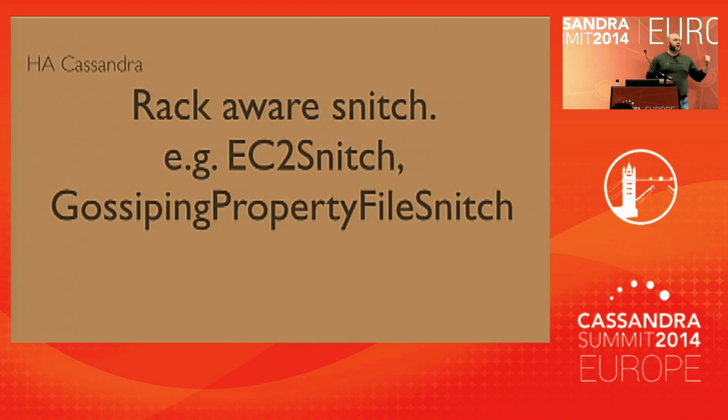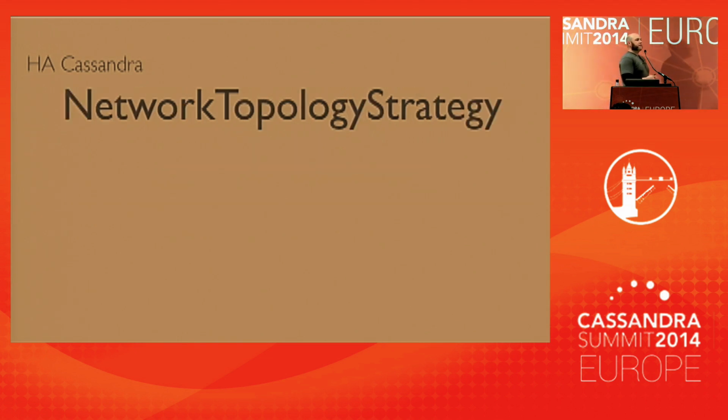In Cassandra, of course, our HA engineering means we want to have a snitch that's aware of the rack. So the EC2 snitch turns the data center, the availability zone, into the Cassandra rack, or the gossiping property file snitch. And when you pair that together with the network topology strategy, it means that Cassandra will try to place a replica into each availability zone, or into each rack, or into each whatever it is you decide is the bulkhead between failure. So when you do lose one of those AZs, you can keep on going.